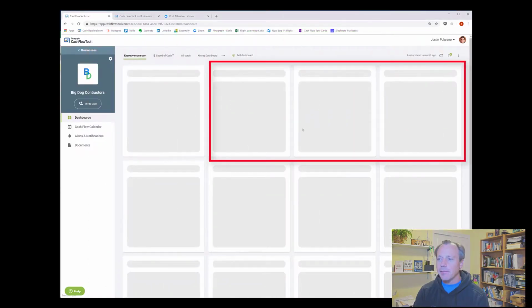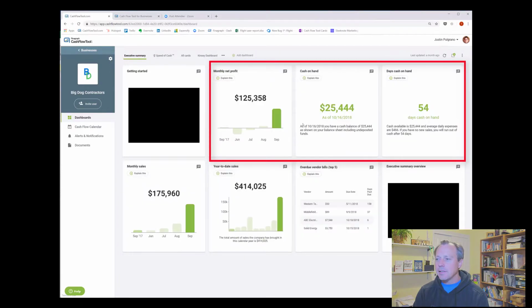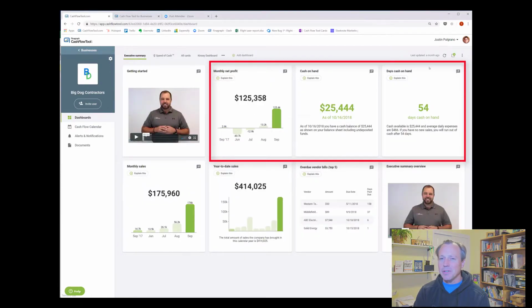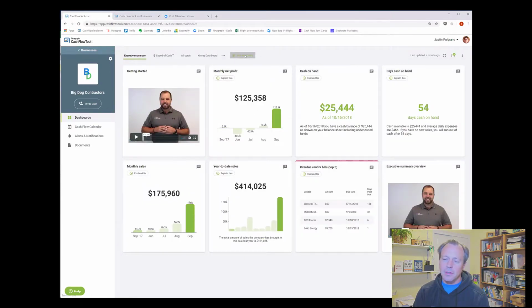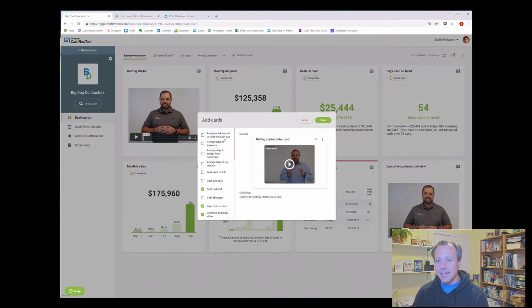You can see your net profit, cash on hand, and days of cash on hand. Again, I keep drilling in on those because I think those are key performance numbers that you want to keep tabs of. And then it talks about how you can add cards: accounts receivable, accounts payable, days of accounts receivable, days cash on hand, days of accounts payable, like normal rotation, that kind of stuff.